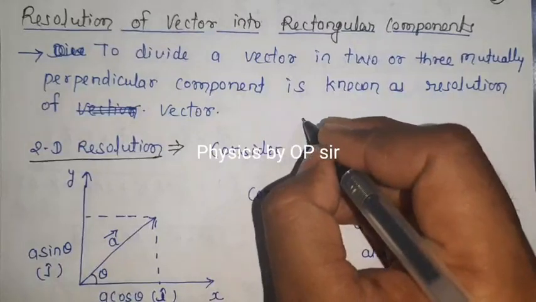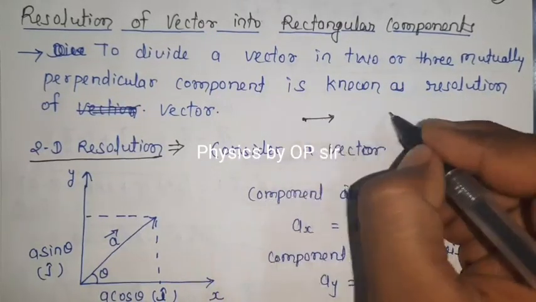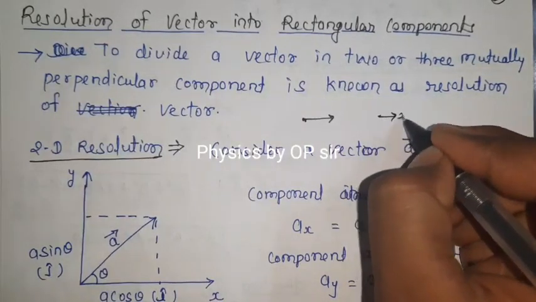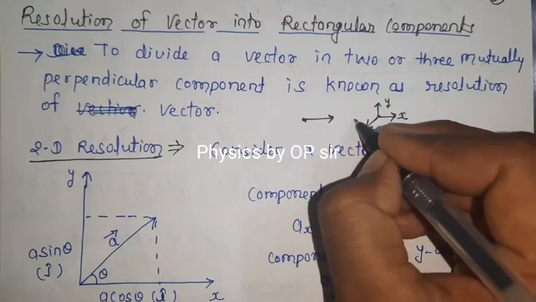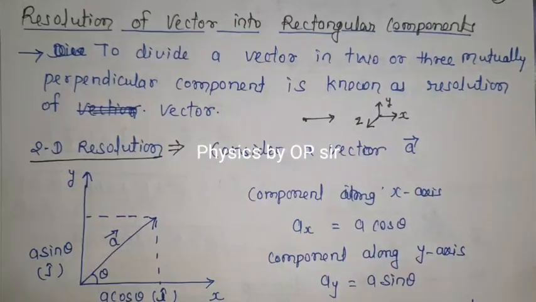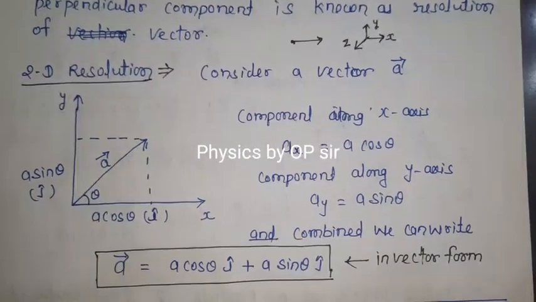Suppose this is your vector and we divide this vector into two components. Two components means one component is x and another component is y. And suppose we divide it into a third component also. When we divide in two directions, it is known as 2D resolution, and when we divide it into three components, it is known as 3D resolution. So first of all we will discuss 2D resolution.